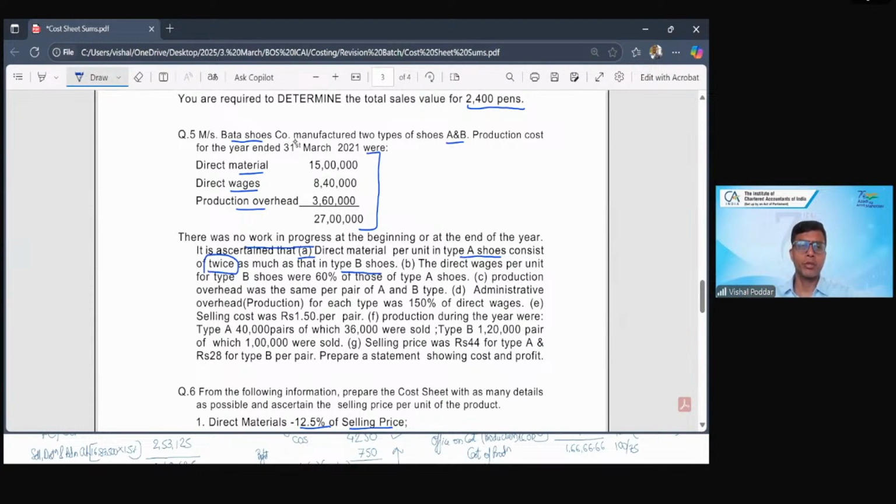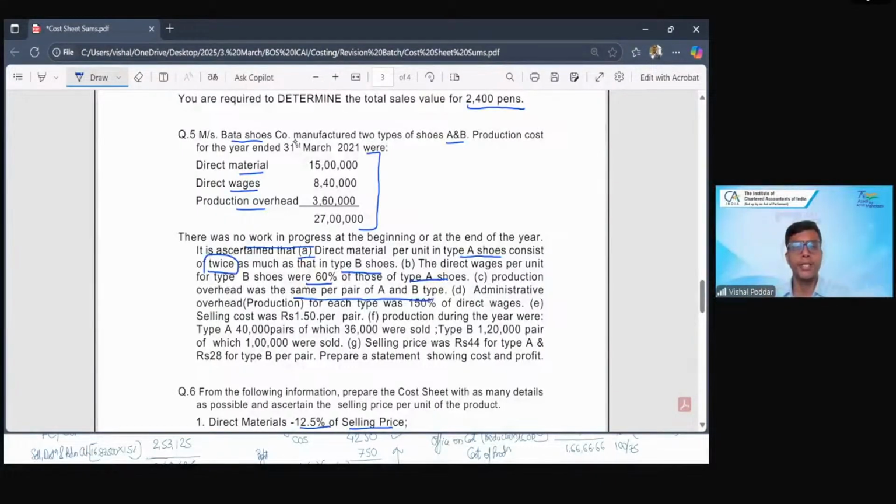Similarly, the direct wages of type B shoes is 60% of type A shoes. ठीक है? Production overheads is same per pair of A and B. ठीक है?